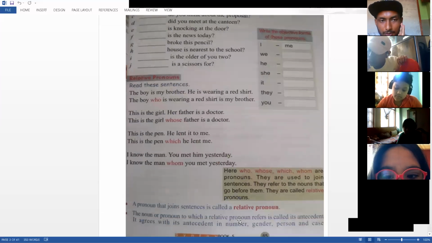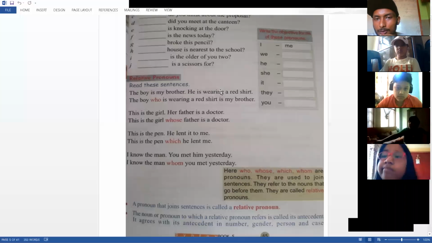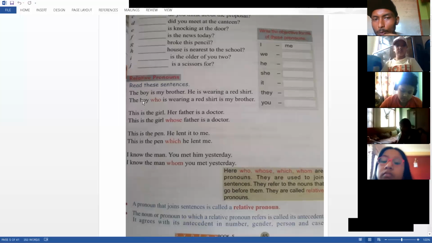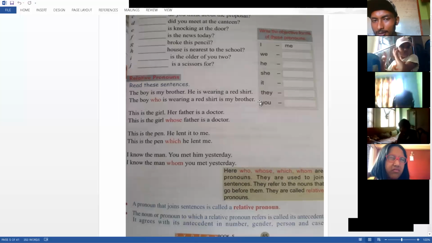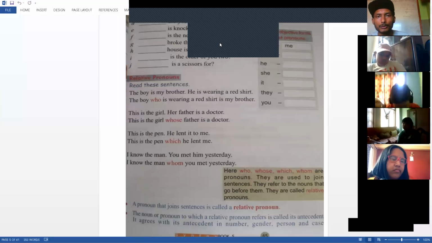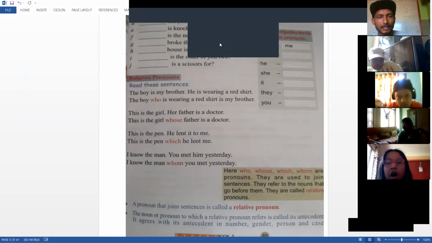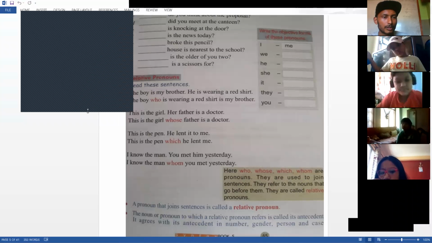Sir, attendance. Yes, I'm going to take it now. So relative pronouns are like this. The boy is my brother. He's wearing a red shirt. So I'm going to relate this boy to wearing a red shirt. The boy who is wearing a red shirt is my brother. So this is how a relative pronoun connects. So I'm going to take your screenshot and take your attendance from the screenshot. Don't worry about it.